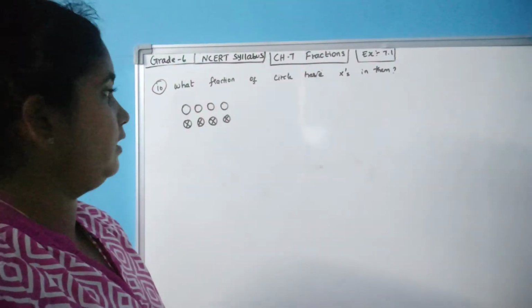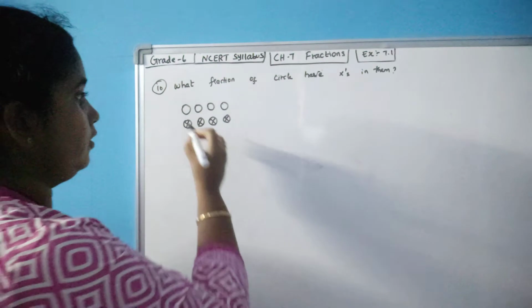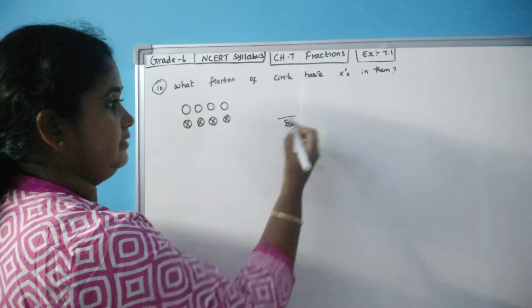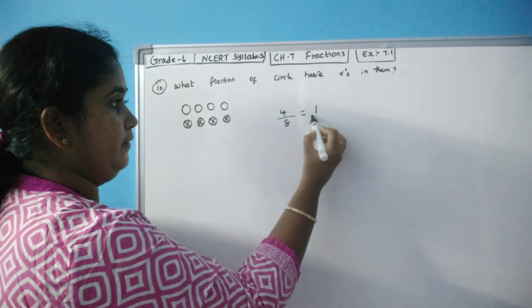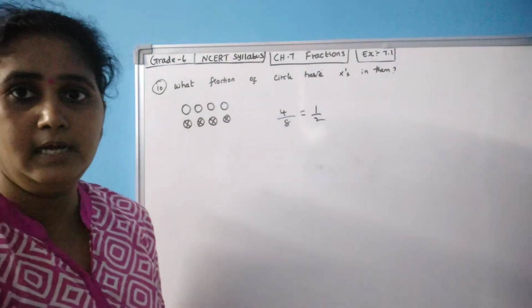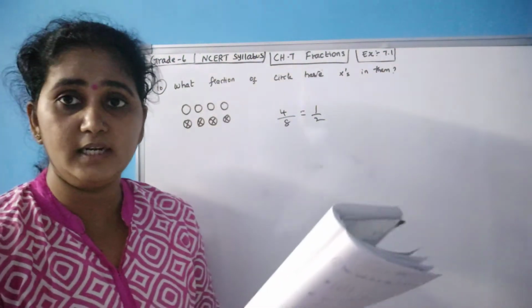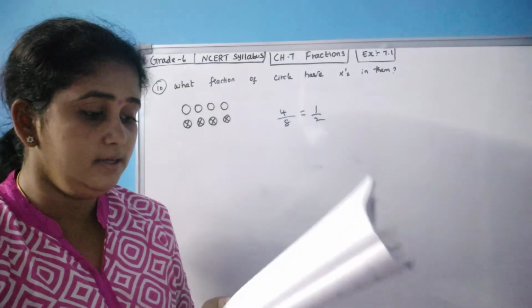So this is your next question. What fraction of circles have x's in them? See, totally how many circles? 8 circles. How many are having x? 1, 2, 3, 4. 4 by 8. If you simplify, it is 1 by 2. So 1 by 2 is your answer. Now next sum, I will just read it out. Your last sum, you have to listen.